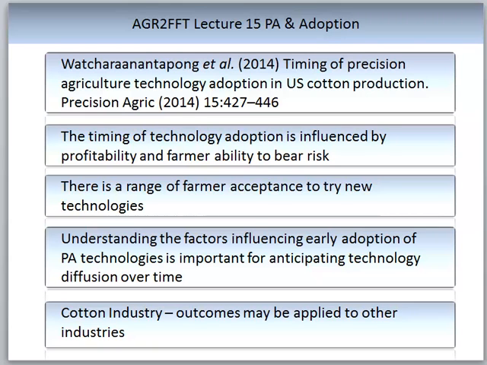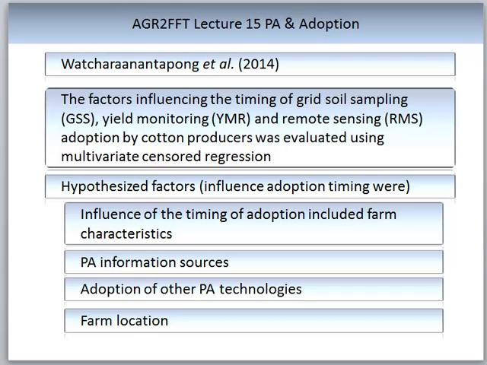Understanding the factors influencing early adoption of precision agricultural technologies is important for anticipating the technology diffusion over time. In this paper, they use the cotton industry as the enterprise of study. However, it may be noted that the outcomes here could be applied to other industries. The factors influencing the timing of grid soil sampling, yield monitoring, and remote sensing all play a part in adoption by cotton producers, and this was evaluated in this research using multivariate censored regression, a statistical technique.